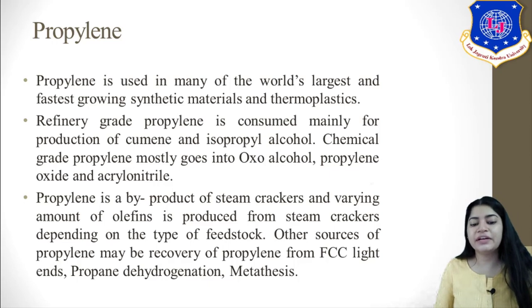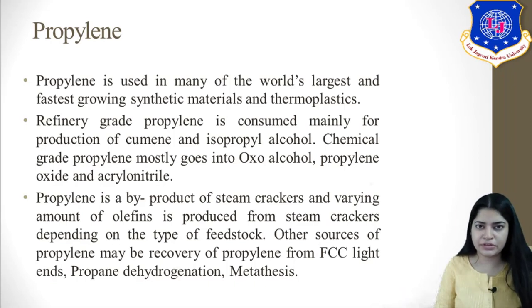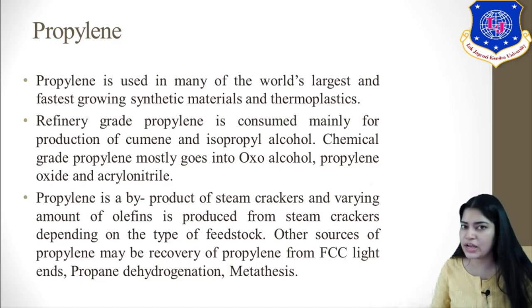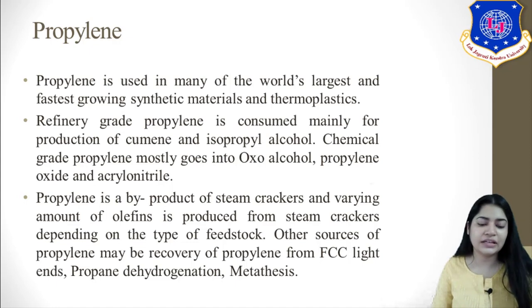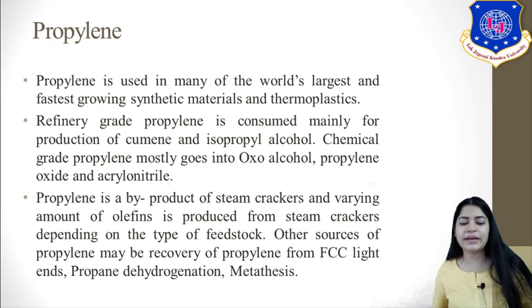Now, the refinery grade propylene is consumed mainly for production of cumene and isopropyl alcohol, that is isopropanol also. Now, what is refinery grade? In refinery gases, C3 gases are also obtained. So that is refinery grade propylene. Whereas the chemical grade propylene mostly goes into oxo-alcohol production, propylene oxide and acrylonitrile. Chemical grade means you are preparing propylene by chemical means, by converting one component into another component. So that is your chemical grade.